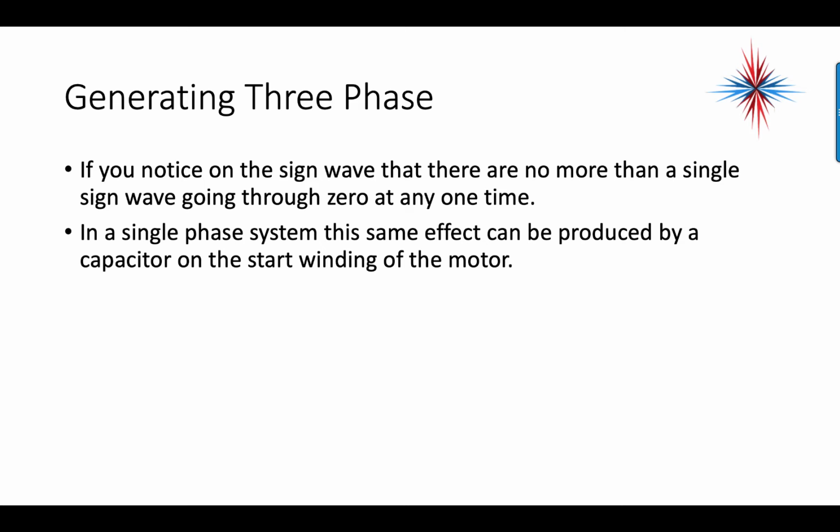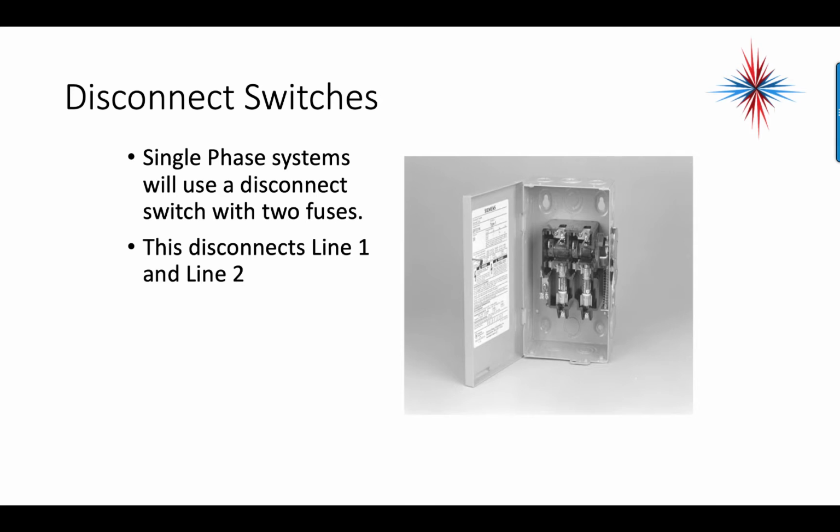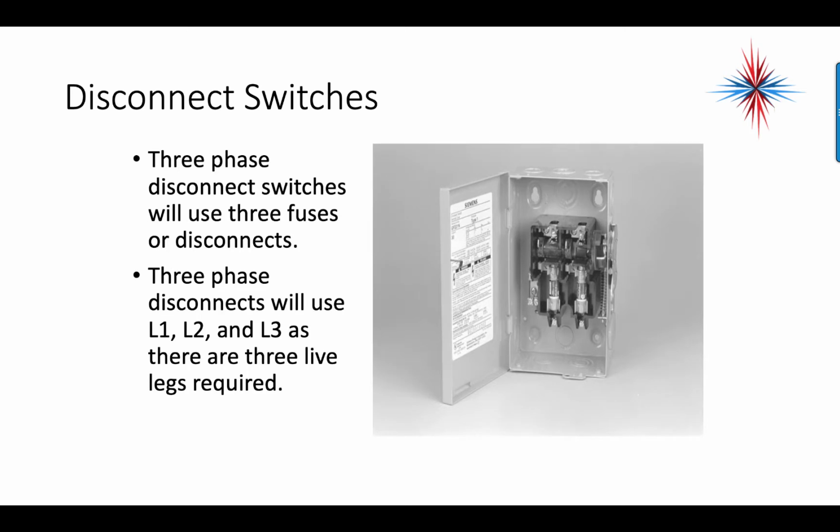So what we're doing with a start winding when we have a capacitor on it is we are putting that winding out of phase with the run winding by the use of a capacitor. Single phase systems use a disconnect with 2 fuses. They disconnect line 1 and 2. 3-phase systems will use 3 fuses or disconnects. 3-phase disconnects will use L1, L2, and L3 as all 3 legs are required.